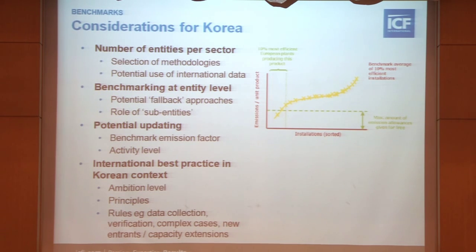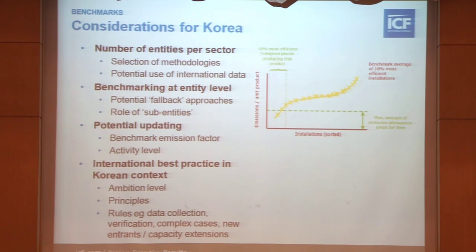So key considerations for Korea include the number of entities per sector. So for some sectors, there's a very small number of entities, which makes the EU system of average of top 10% performance impractical for certain activities. And in the EU system, if you've got 20 entities making one product, the top decile is 2 installations. So it's very sensitive to, if those 2 installations are 100% using biofuel and all the rest are using coal or gas, you'll have an extremely low benchmark that will be a major opportunity for the 2 best, but a major cost for the 18 less effective processes. So it's important to select methodologies based on the number of entities per sector and thinking about using international data.